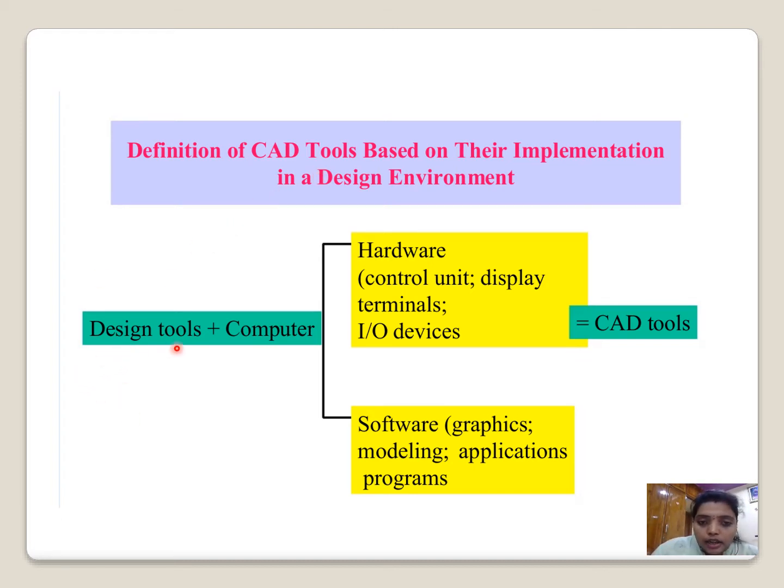Design tools plus computer. This total process is known as CAD software. Okay, design tools plus computer. This whole process means here we are involving the computer and the design tools as the main part in the CAD software. This whole CAD software is divided into two types. What are those? Not CAD software, CAD tools. CAD tools are divided into two types. Mainly, first one is the hardware and second one is the software.